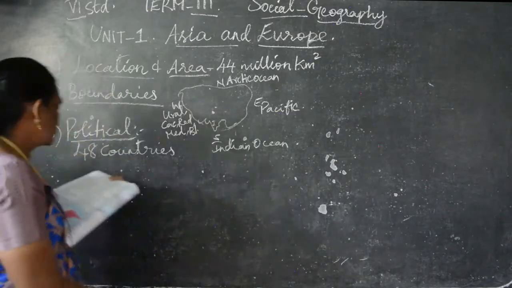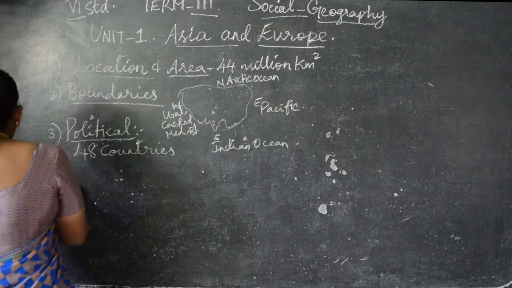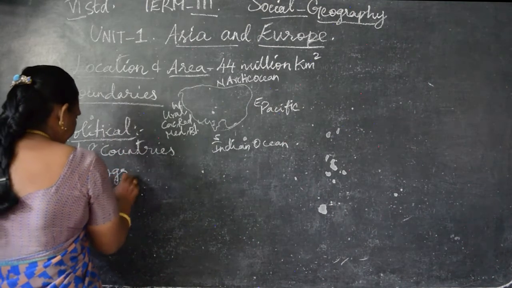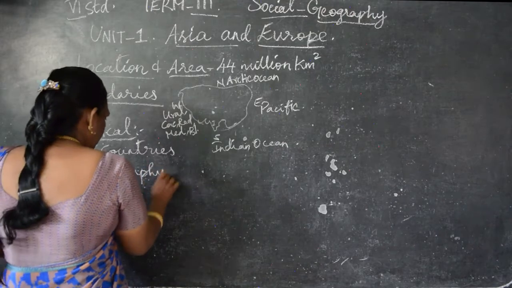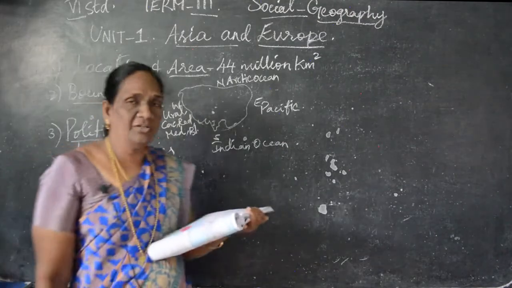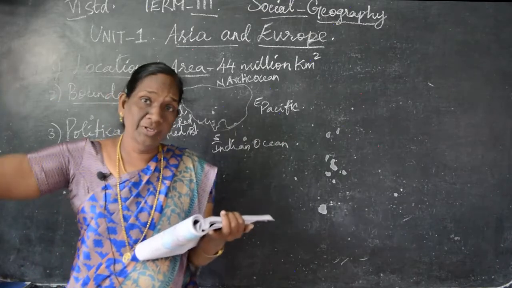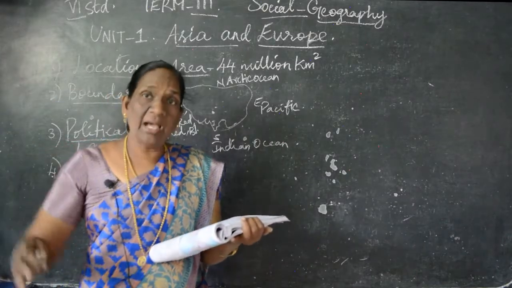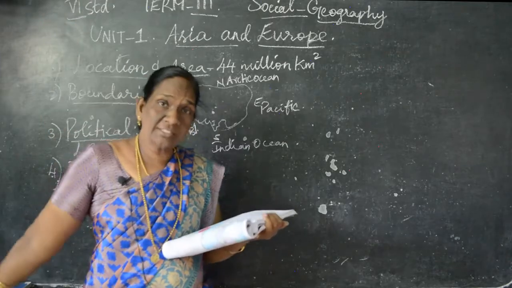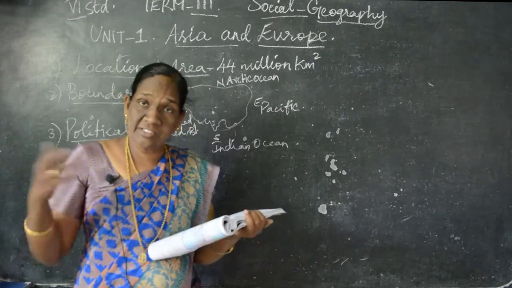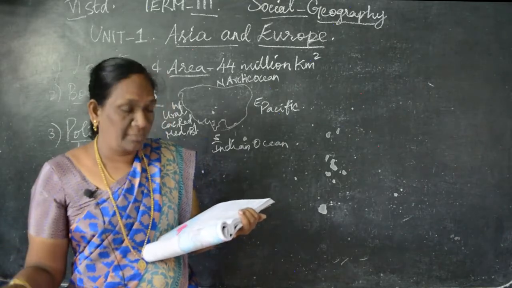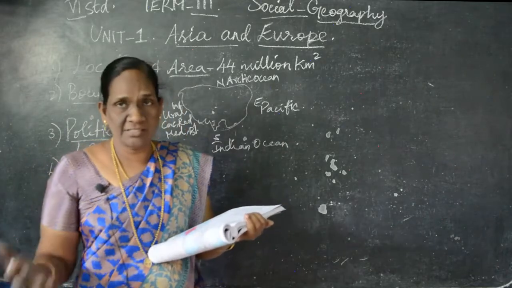Okay, then next one, the physiography of Asia. The physiographic division of Asia. Yeah, Asia is a land of long mountains. There are big mountains. Snow capped high mountains, vast plateaus we have, extensive plains, river valleys and the sea coast.